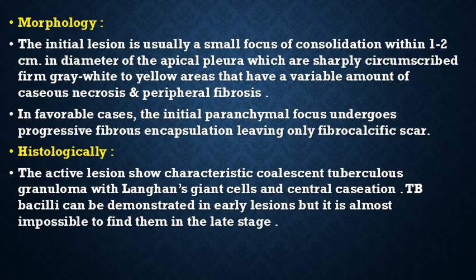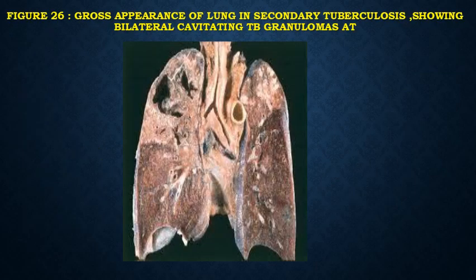The active lesion shows coalescent tuberculous granulomas, Langhans giant cells, and central caseation. TB bacilli can be demonstrated in early lesions, but it is almost impossible to find them in the late stage. This is the lesion with a cavity in the apical part of the lung.